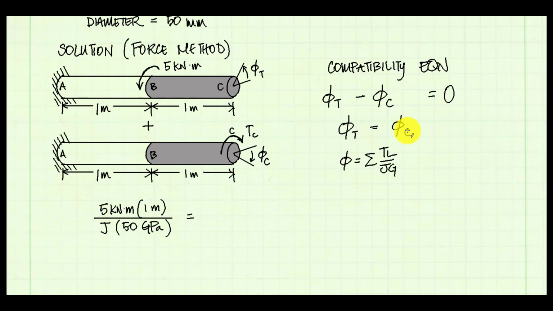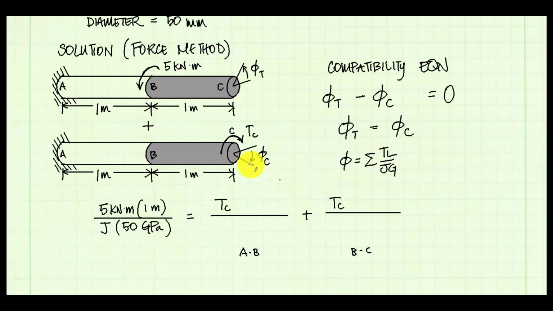Now I will look at phi sub c, that is the bottom picture. Phi sub c is caused by the torque, T sub c. If we trace back the torque through the shaft back to the support, we see that T sub c acts over the entire length of the shaft. That means I'm going to have two TL over JG terms to describe phi sub c, the term from A to B and the term from B to C. I have to split it into two because the value G changes.